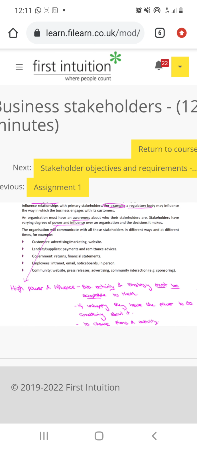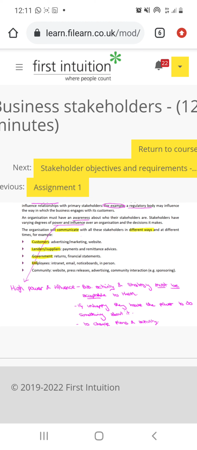An organisation will communicate with all of these stakeholders in different ways depending on who they are. For example, with our customers, an organisation will advertise or market their product perhaps via a website or television advertising. With lenders or suppliers, they'll communicate through making payments and sending remittance advices with their payments. The government will communicate with them through our financial returns, our annual accounts, and our financial statements.